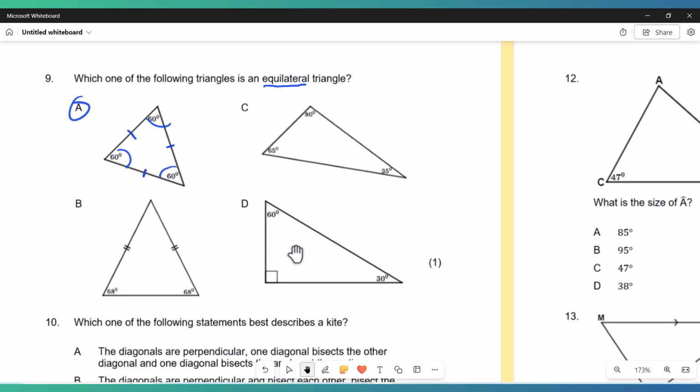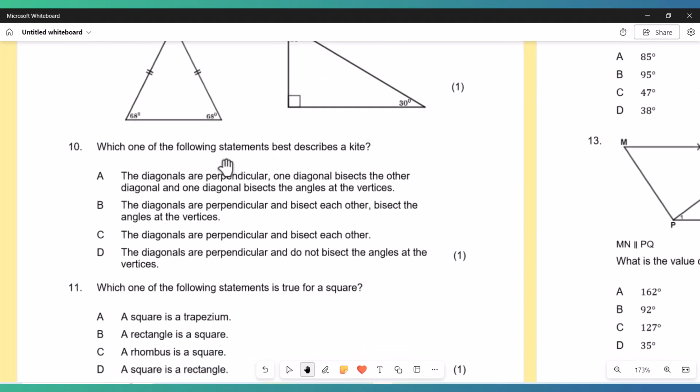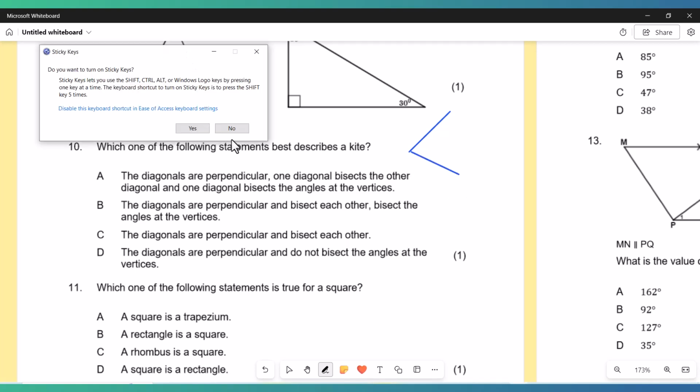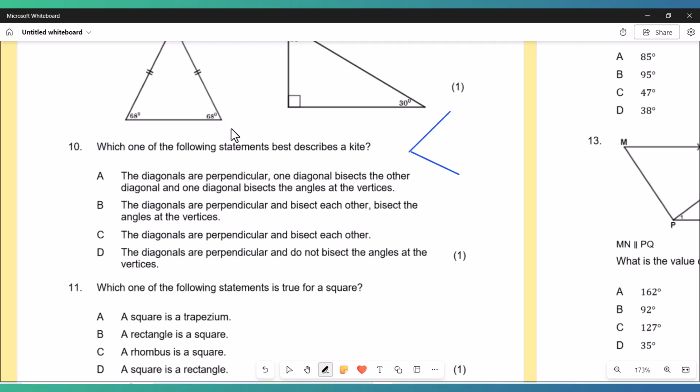Okay, and then question 10. Which one of the following statements best describes a kite? Now a kite, we know that the kite looks like this, guys. Like this, okay? Like this now. Then we have what we call the diagonal, the longest one here, okay? Then this side here like this, okay? So here like this as well. Now with the kite, please note that these diagonals meet at 90 degrees, so they are perpendicular. So this must be 90 degrees here.